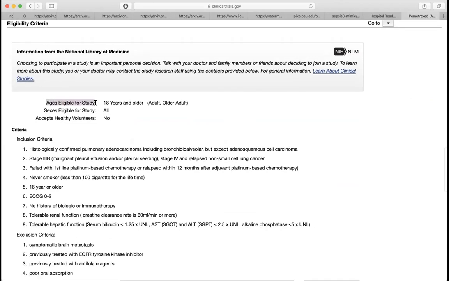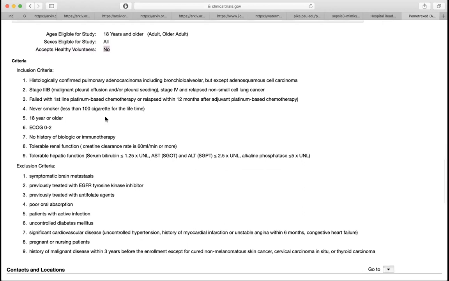So ages eligible for study, 18 years or older. So in this study, children are not included. Sex is eligible, so both male and female. Accepts healthy volunteers, no. So 이거는 이제 딱 아픈 사람들만 대상으로 하는 임상 실험입니다. There's inclusion criteria, exclusion criteria. So one inclusion criteria is pulmonary adenocarcinoma.